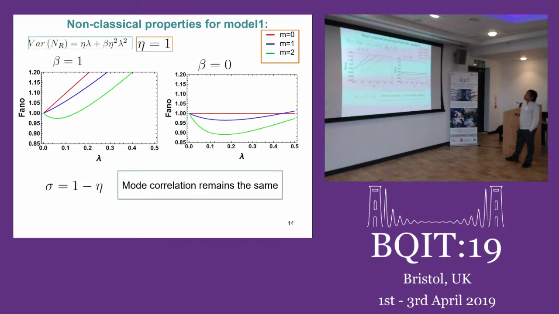So in this case, when we consider beta equal to 0, then the red one, which is the unsubtracted state, should be entirely Poissonian, having Fano factor 1, and there is further improvement in the statistics by the further photon subtraction. But in this case, the mode correlation remains the same, which is 1 minus eta.